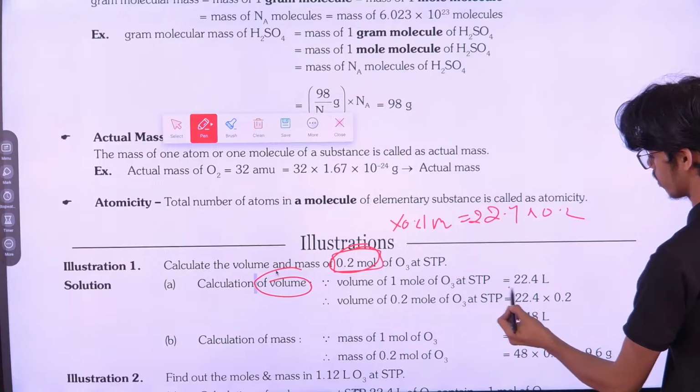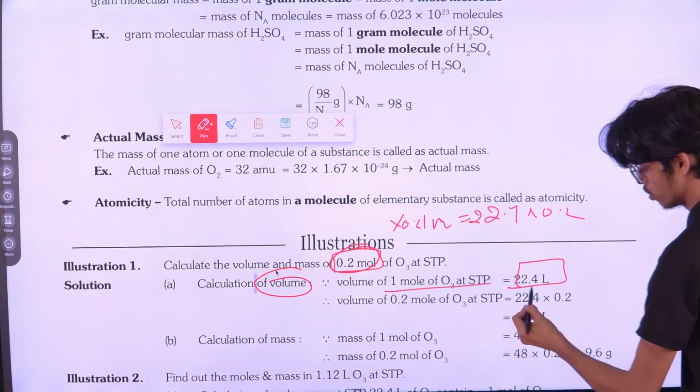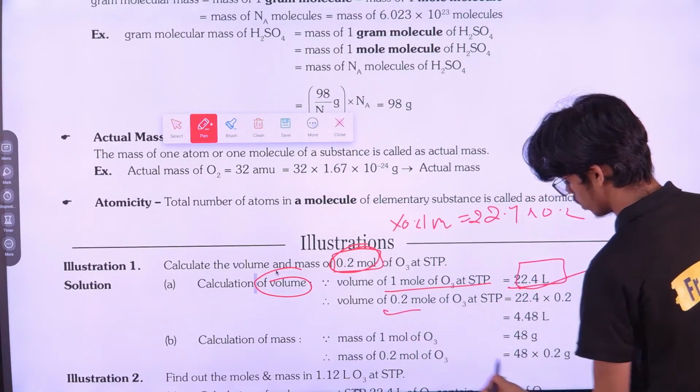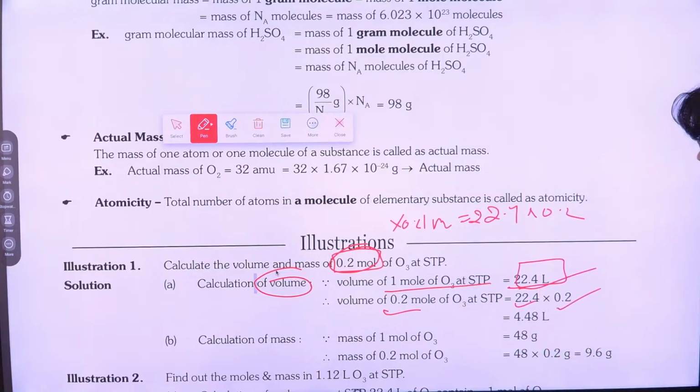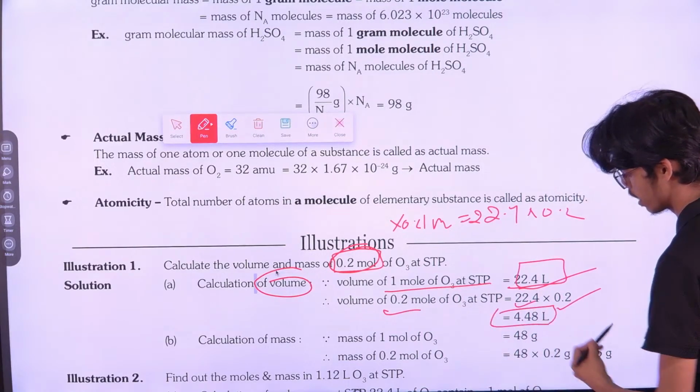So, 1 mole is equal to 22.4 liter. So, 0.2 mole is equal to 22.4 into 0.2. That is 4.48 liters. Understandable?